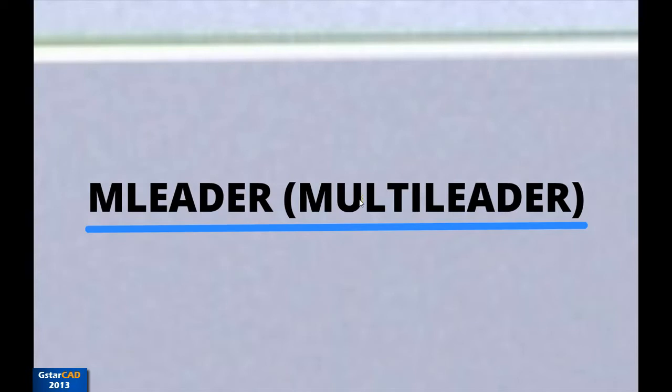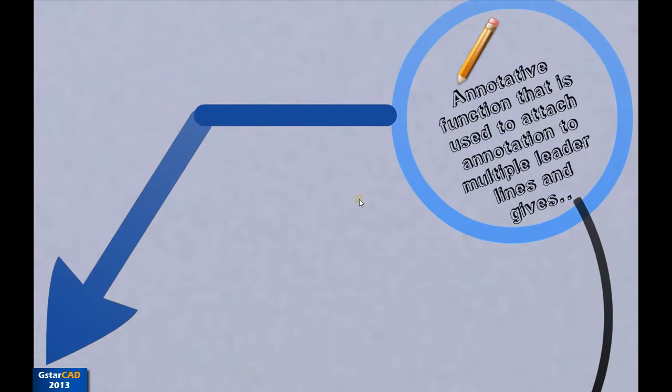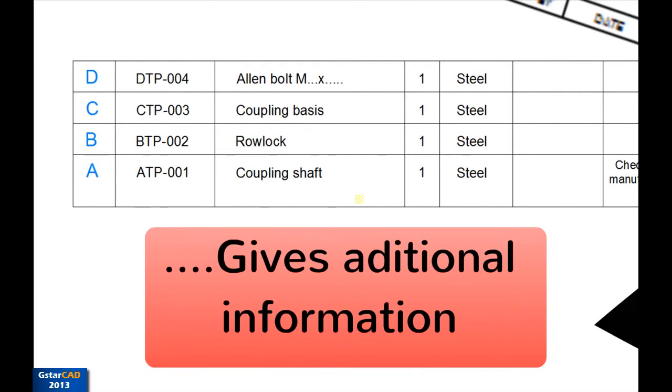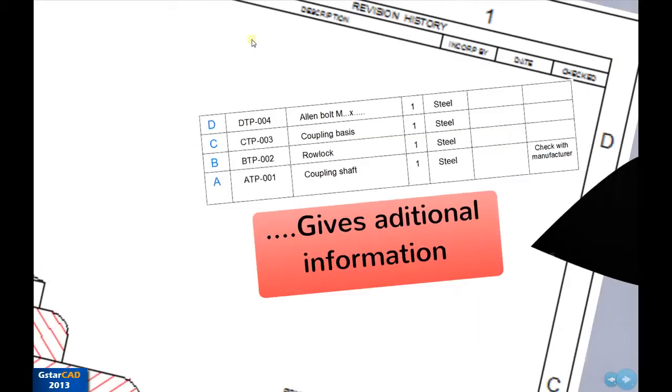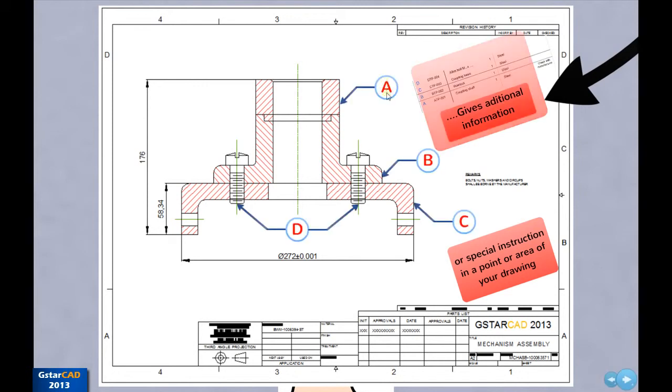The next one is mLeader, or multi-leader. Multi-leader is an annotation function that is used to attach a notation to multiple leader lines and gives additional information. For example, give additional information to your part list of your drawing, or give a special instruction in a point or area of your drawing. See, you have several mLeaders pointing at a special part or area of your drawing.